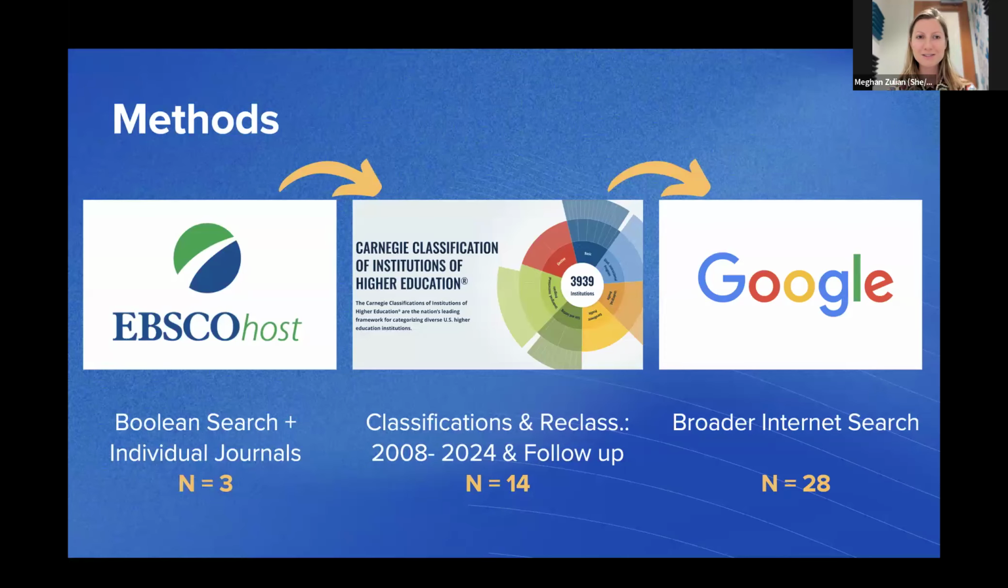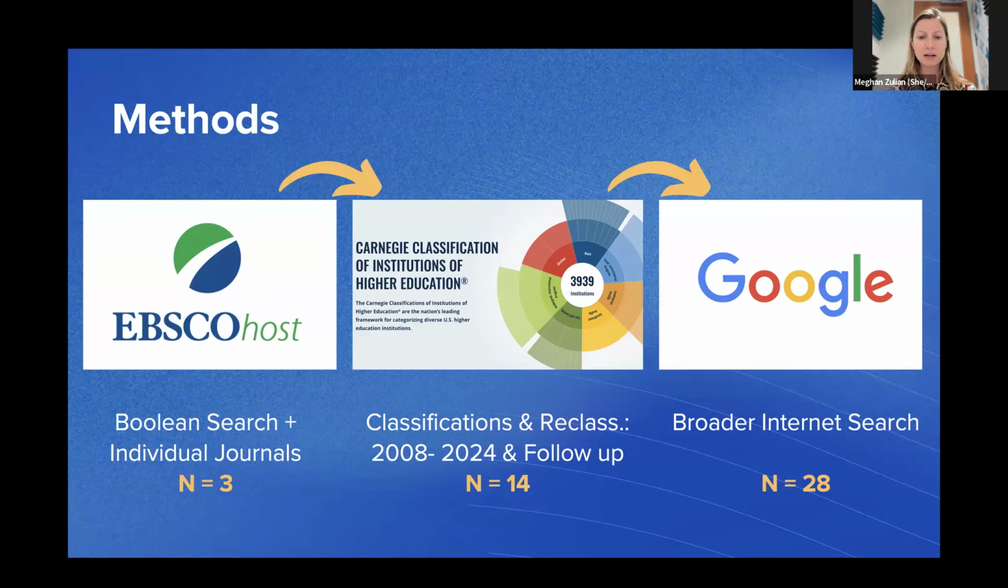So the first daunting task to this was really how to even begin to locate these programs, because a lot of them, as it turns out, are really not captured in the literature. So at first, I set out to do this Boolean search of a lot of key search terms in the bigger databases, but also individual journals. And from that, I only located 3 programs that were actually discussed in the academic literature.